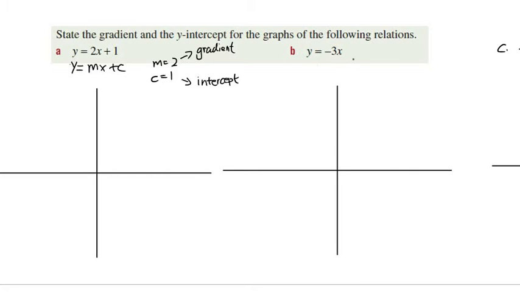Now part B, y equals negative 3x. If we compare this to the general equation, we notice that m is equal to negative 3. So this is an example of having a negative gradient. And there's nothing added on top of the minus 3x, so our y-intercept c is equal to 0. And don't forget, we need to say that this is our gradient and this is our intercept.